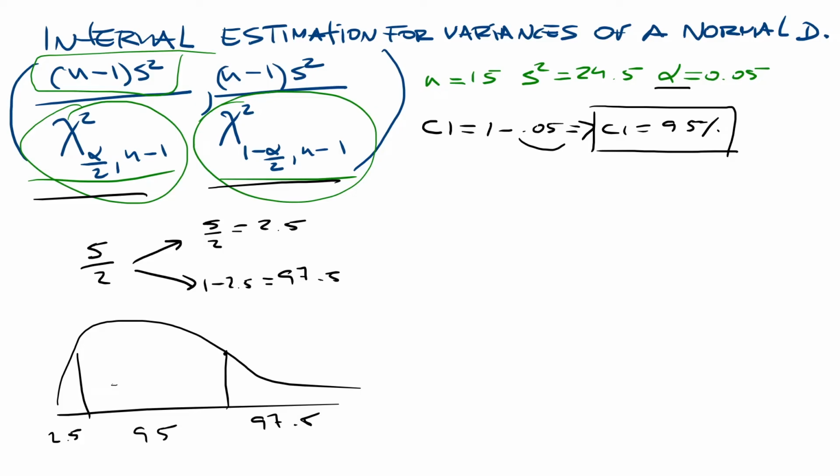So the values that we are going to find for this one and for this one, I'm going to write this here: χ² at 2.5 with 14 degrees of freedom, and this second one is 97.5 with 14 degrees of freedom. You look those up and you have your denominator.